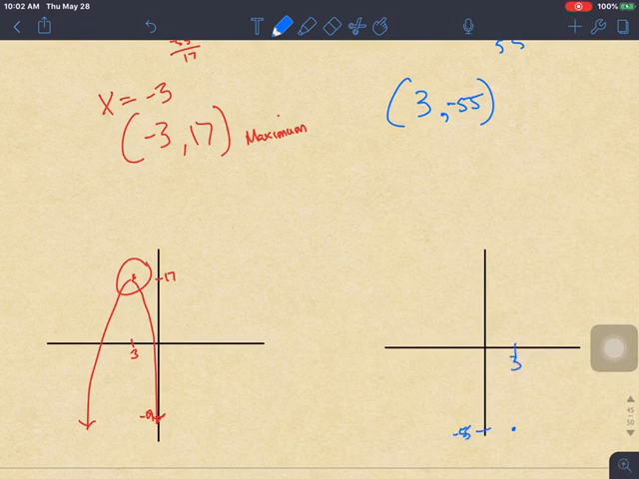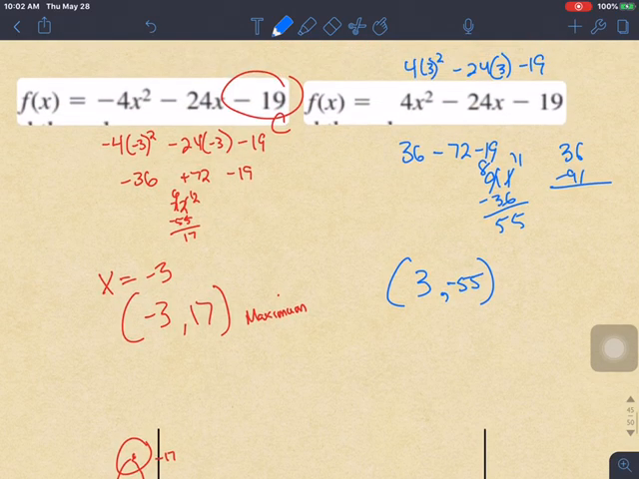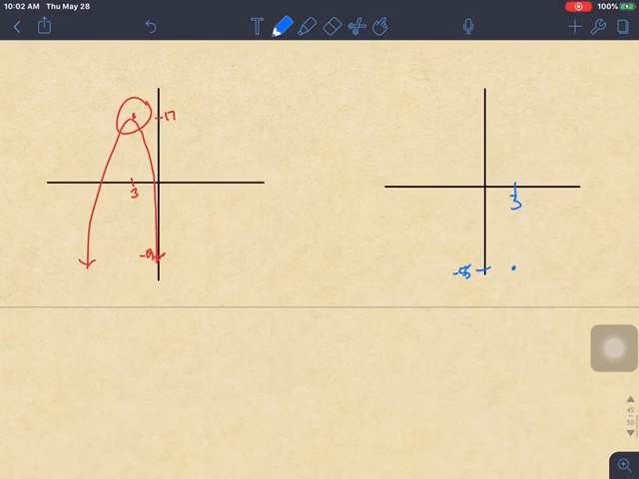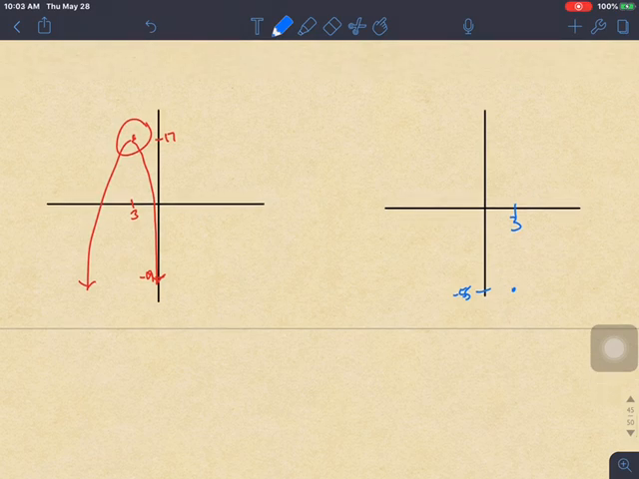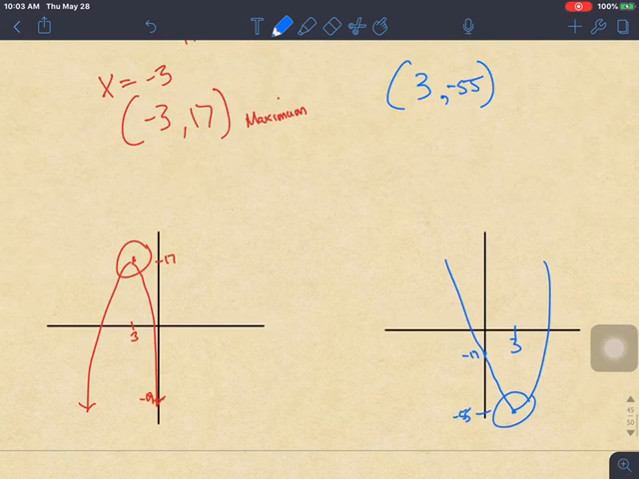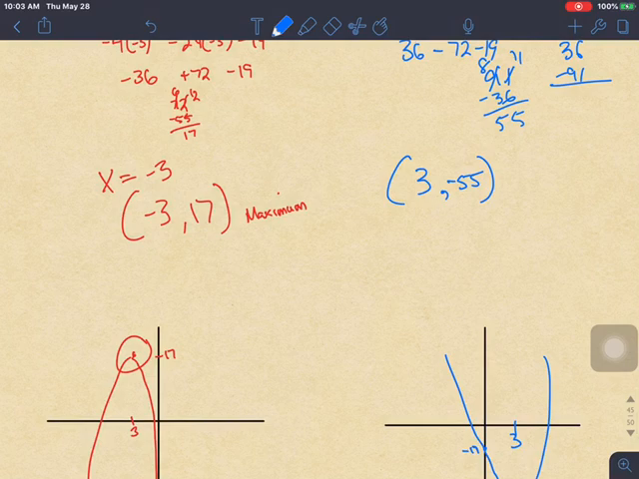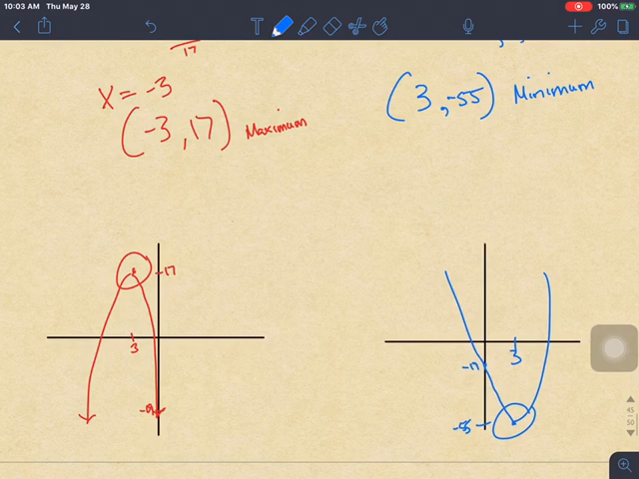Let's say this is a positive 3. That's where that vertex is, and the y-intercept is at negative 19. So there's negative 55, there's negative 19, and so that's going up like that. So that is a minimum value. What that means is that the vertex is the lowest output of the parabola. That particular spot is the minimum value that this can be.